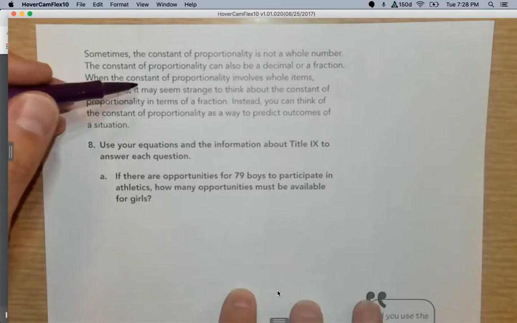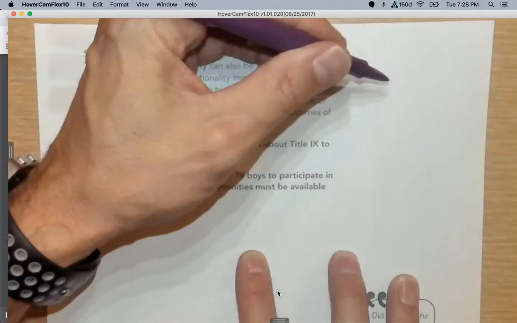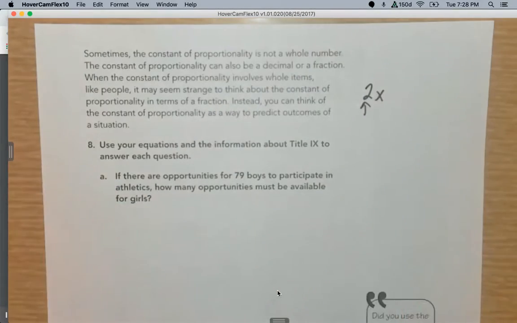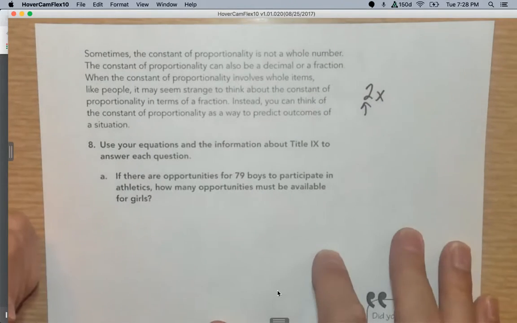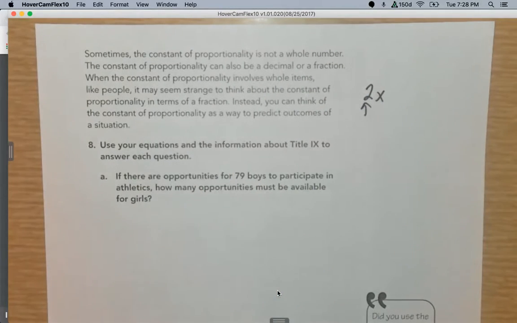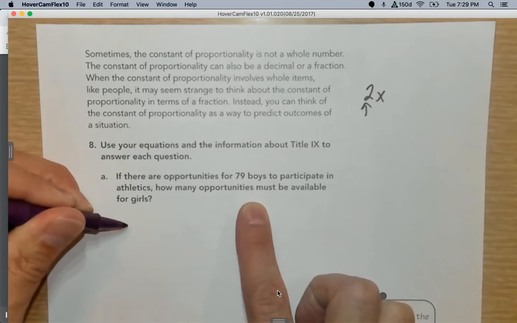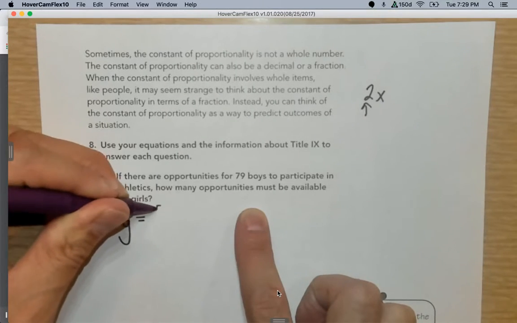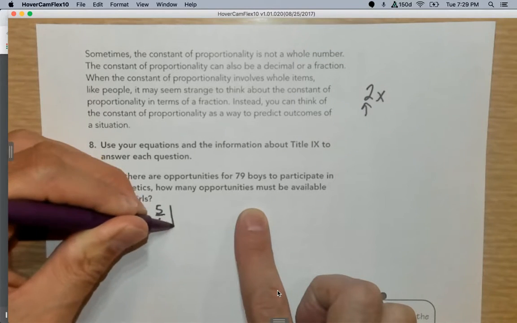Okay, so I don't really want to think about the actual number, the constant. Sometimes it's 2x, so the constant of proportionality is 2, and that might make sense in this situation. However, for our Title IX stuff that we've been working on in this part, I know that if we have to figure out how many girls there would be, I need to take 5/6 times b.